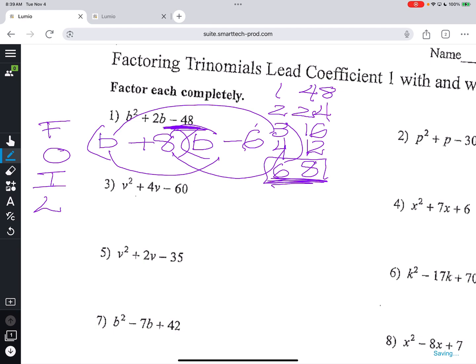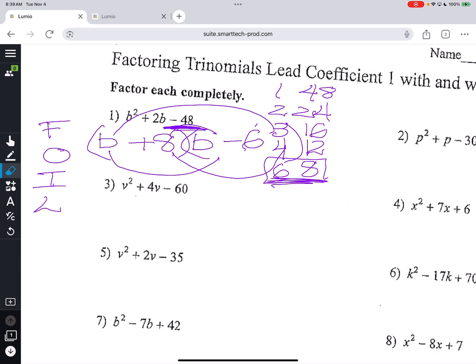Now, these are two binomials sitting side by side with parentheses. When we have two parentheses slapped up next to each other, what operation does that mean? Multiplication. So these are really being multiplied together. So does the order matter? No. So we could have had B minus 6, B plus 8. It will not matter. All right.